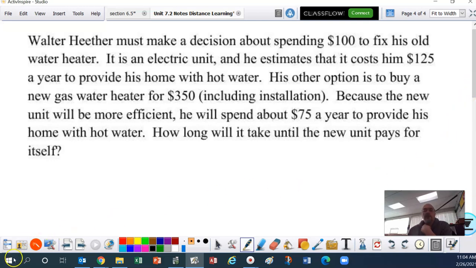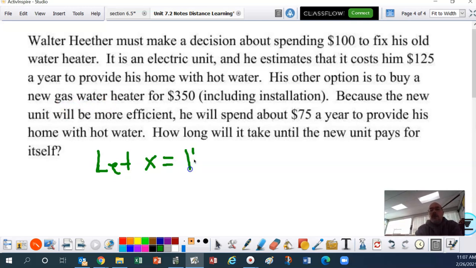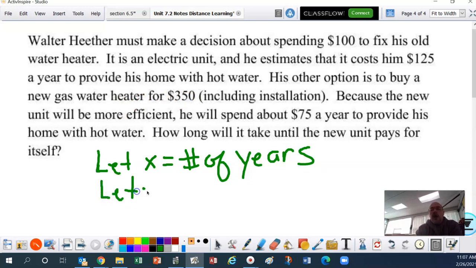All right, folks, let's see. Before I go any further with this, I am going to go ahead and define my variables, folks. I'm going to use x and y. So I'm going to let x equal the number of years, and I'm going to let y equal the total amount.